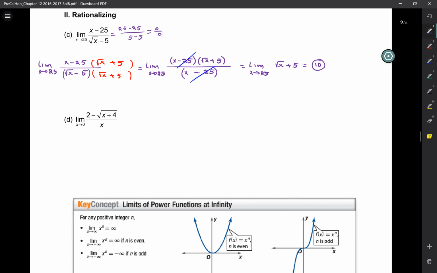Okay, so let's do this one. Again, we're going to get 0 over 0, right? Because it'll be 2 minus 2, 0 over 0. So how are we going to rationalize this? What do we multiply by? 2 plus root x plus 4. So that's what I was trying to say before. It's not always just the denominator. You have to rationalize the term that has the root.